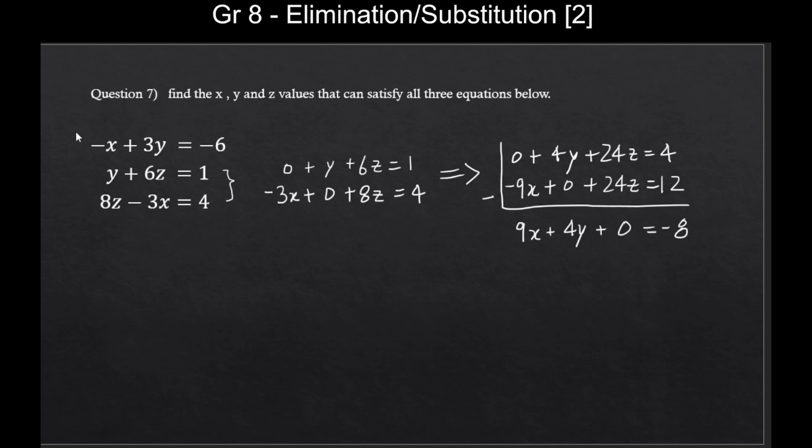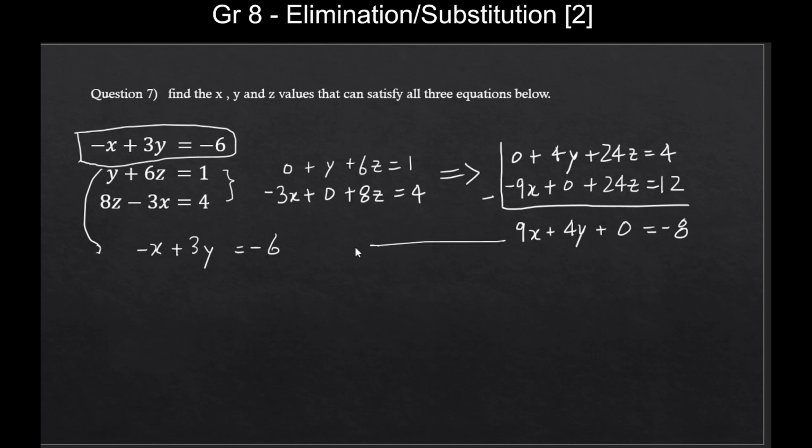And you remember how we haven't used this equation yet? And this equation also has x and y value here, x and y here, so that's perfect. Let's put them together. Minus x plus 3y is equal to minus 6. And bringing this one to 9x plus 4y is equal to minus 8. Perfect.